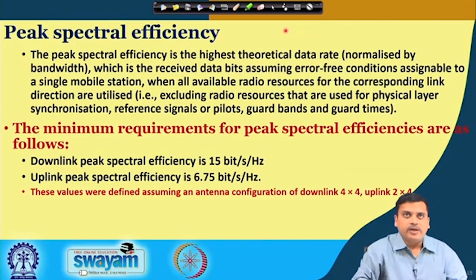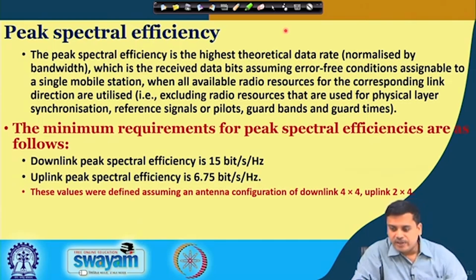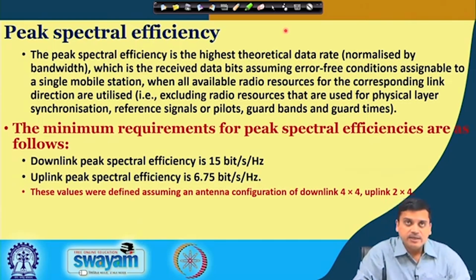Right. The next important metric that we are supposed to see is the peak spectral efficiency. It is defined as the highest theoretical data rate normalized by the bandwidth, that means bits per second per hertz, which is the received bits assuming error free condition assignable to a single mobile station when all available resources for the corresponding link direction are utilized, excluding radio resources used for physical layer synchronization and all those things.